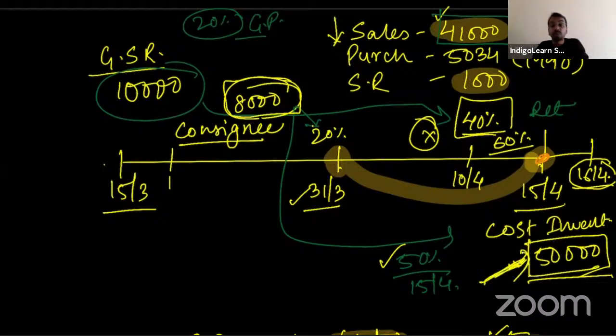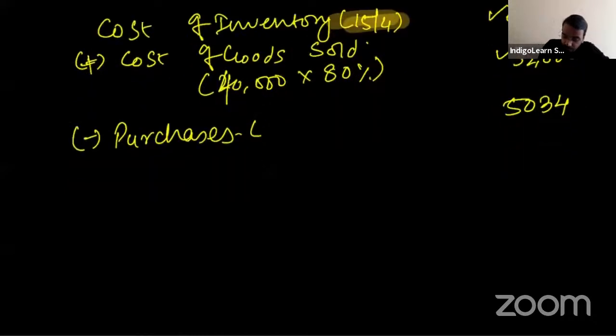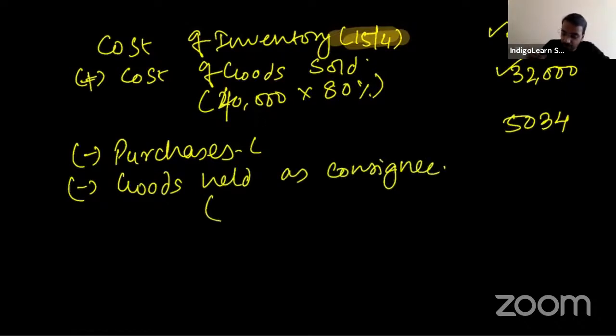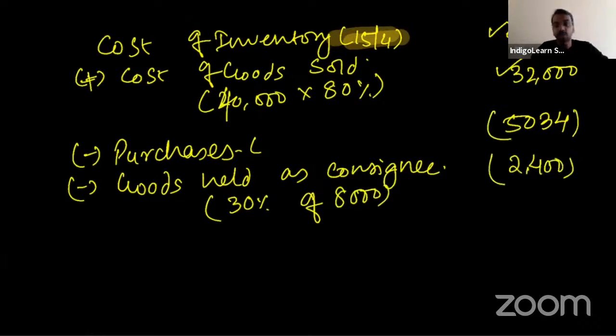Now, when we have to calculate our inventory, we have to reduce this. So, minus goods held as consignee. How much is left? 30% of 8,000. That comes to 2,400. So these are the two numbers that we need to reduce.